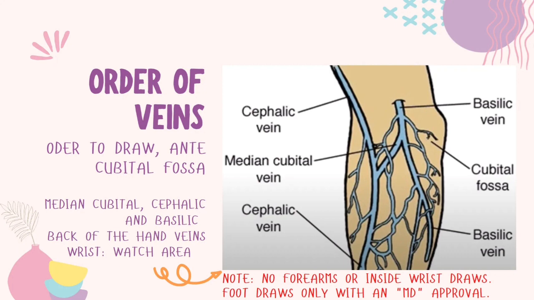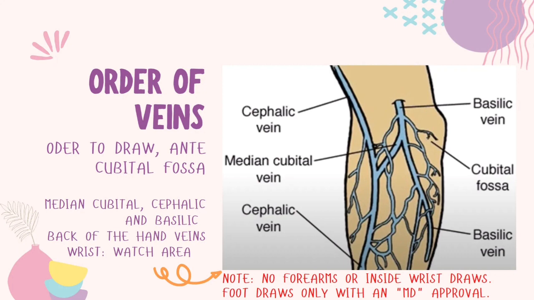And in a minute, we're going to see why that's important: when selecting the basilic vein, it should always be the last resort, if the back of the hand and the wrist veins are also not accessible. And a final note, there is no forearm draw or inside the wrist draw, that is against the standard of care. And again, foot draw only with an MD approval.